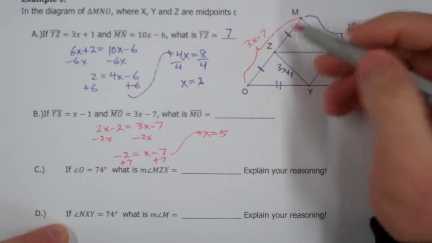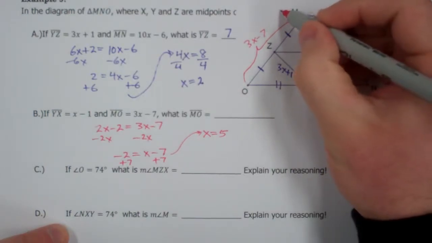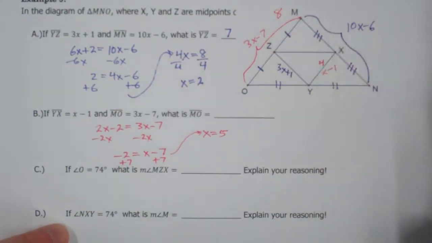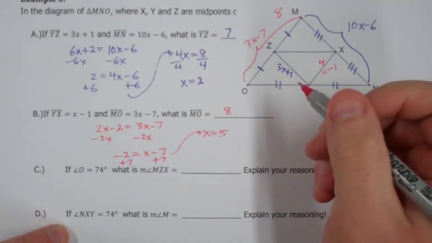If x is 5, 5 minus 1 is 4, and we could do 3 times 5, which is 15 minus 7, and that would be 8. So this side length is actually 8, this whole side length. That makes sense. Double 4 is 8, or 2 times 4 is 8. So MO here is going to be 8.